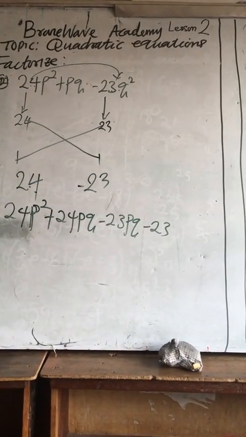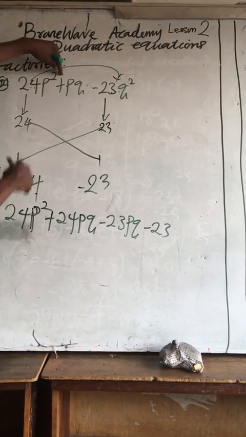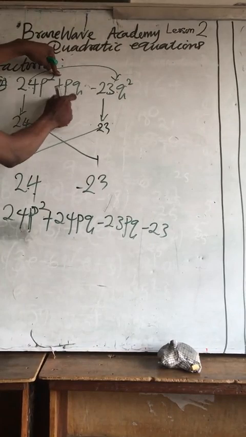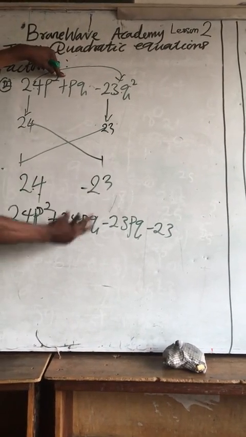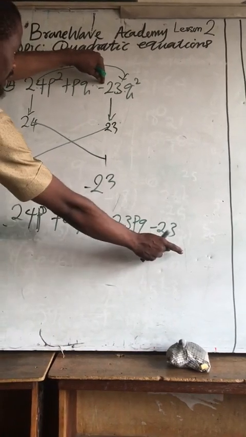What I did is this. This is 24. Replace it. This is plus PQ, but what did I do? What can I do to have PQ is 24 and minus 23. I replace it here. The coefficient is PQ. Then this is minus 23Q squared.